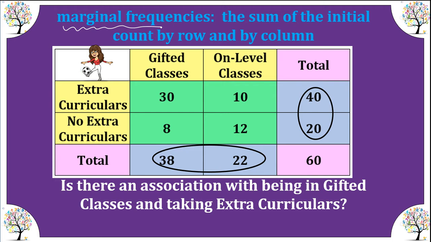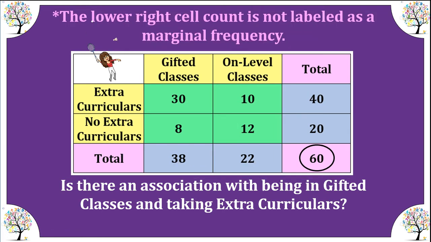Marginal frequencies are the sums of the initial count by row and column. So margin, just like the margin of your paper, is just the edge around your paper. So the marginal frequencies, the marginal counts, are the numbers around the margin. It's the totals of the rows and the totals of the columns. Now 60, in this example, is not considered a marginal frequency. So the lower right cell is not labeled as a marginal frequency, only these totals and these totals.